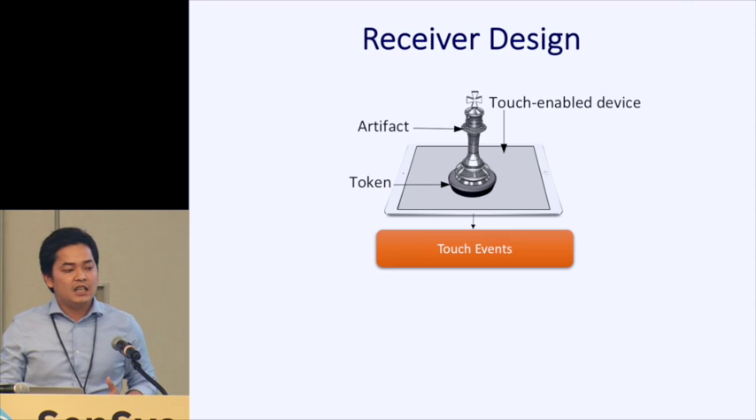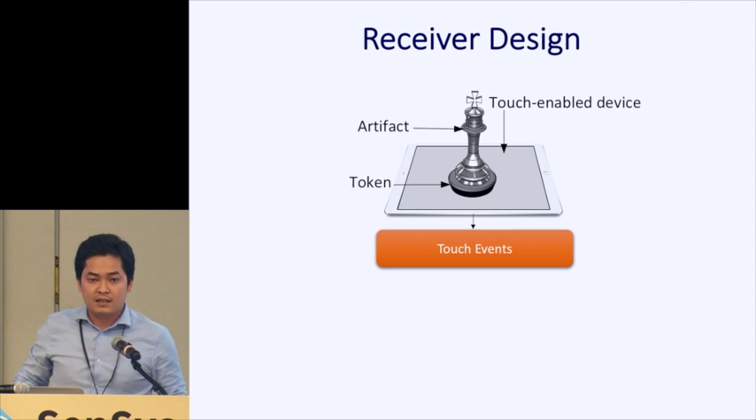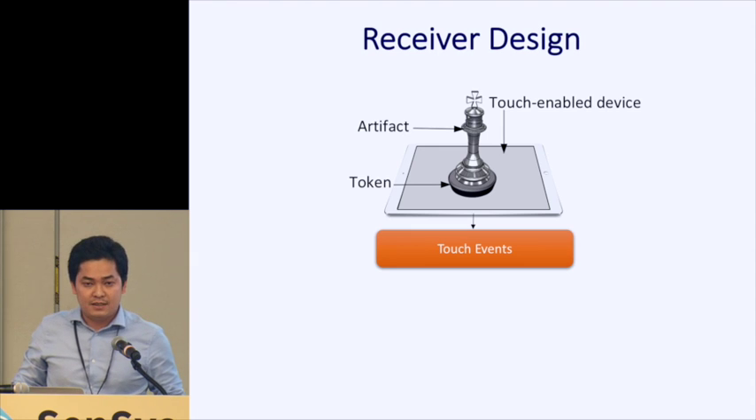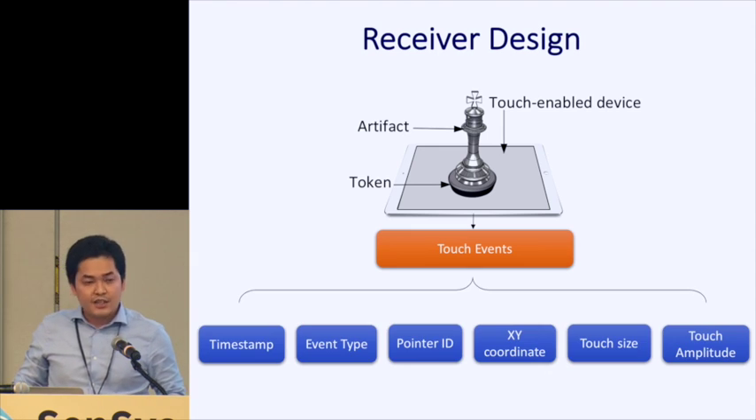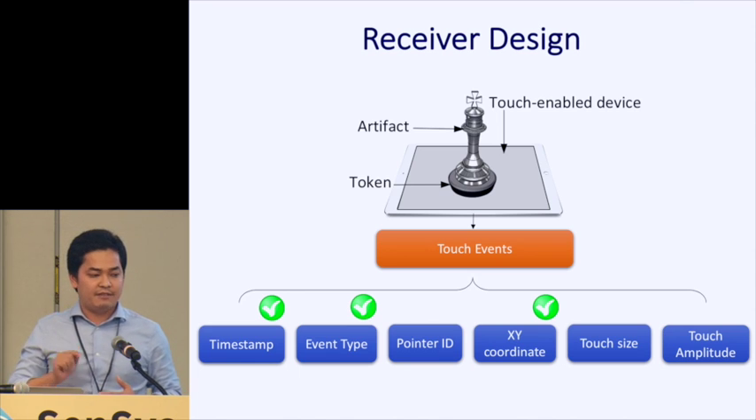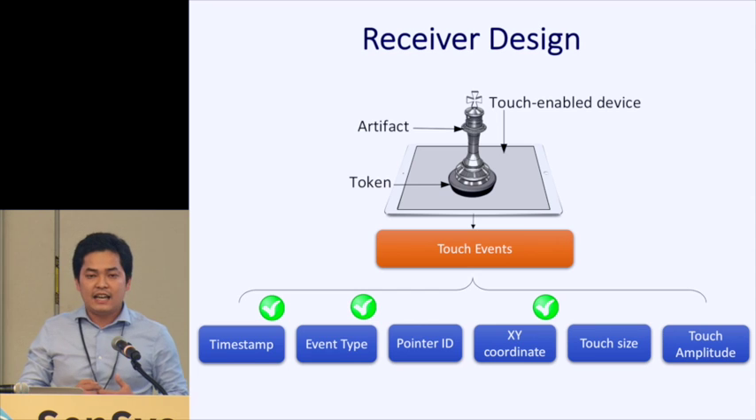The key idea here is to analyze the touch events, because the capacitance variation on the token will create an artificial touch event which will be recognizable by the device. By analyzing the touch events, we can demodulate the bit sequence that was transmitted by the transmitter. There are six different pieces of information that we can get from the API, including the timestamp, the event type, which means the press event or release event, and the XY coordinate of the event.